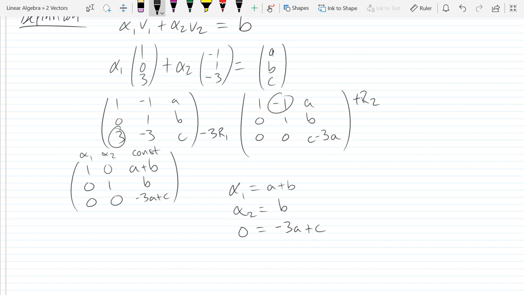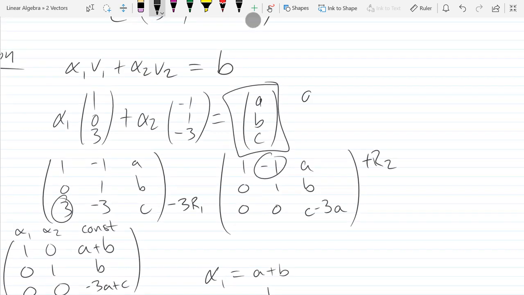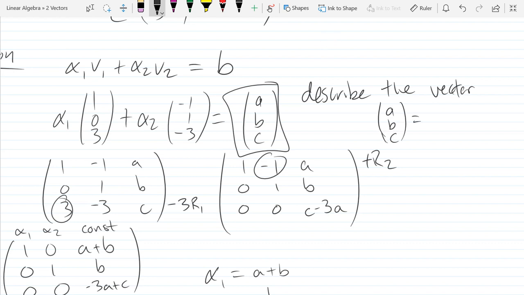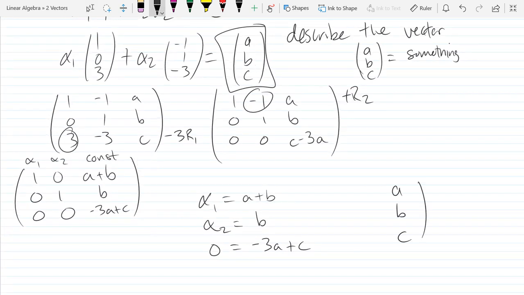Let's write our answer. If you look at our original up here, the way I wrote this out, we want to know what vector ABC can I make. So I basically want to describe the vector ABC. So that's what I want to be doing here. So I'm going to describe it as ABC is going to equal something. And we're going to create this something in a minute. So just remember that form we want. So I want the form ABC equals something.